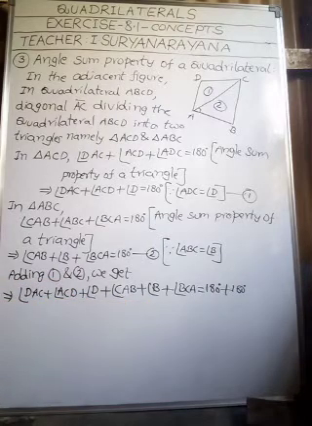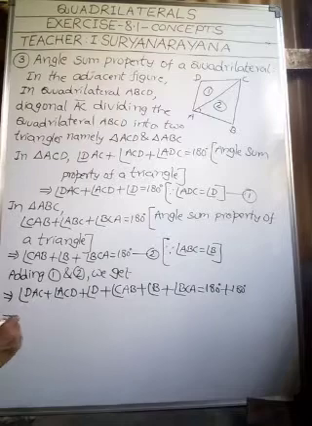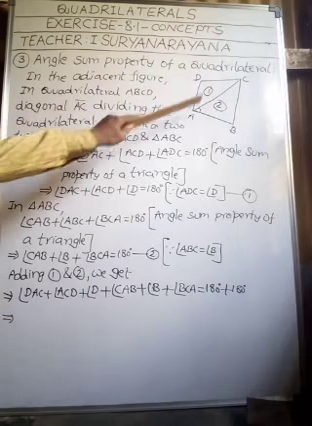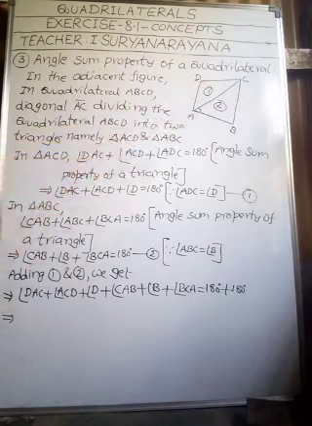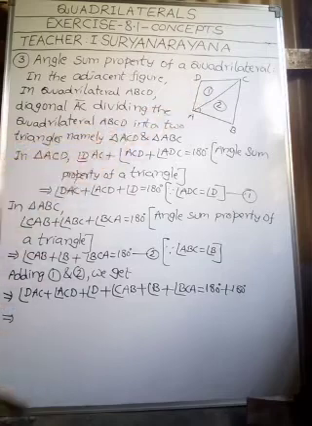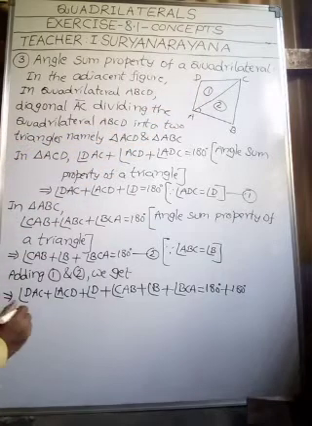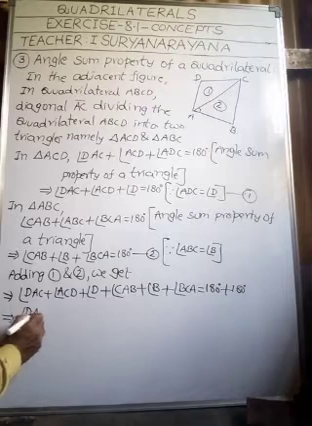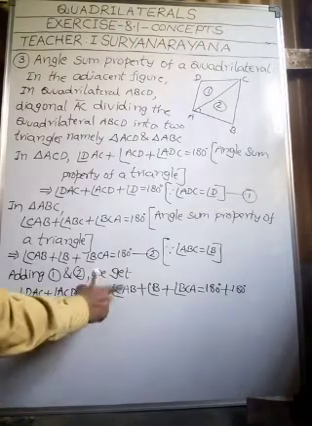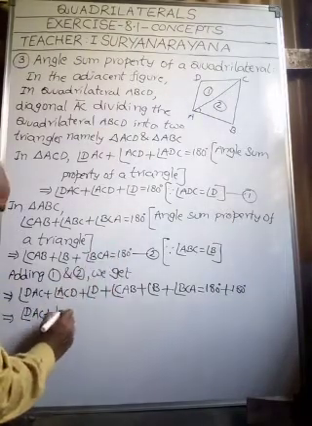Right. Now, angle DAC, angle CAB. Let us write these two angles as one group. Angle DAC plus angle CAB.